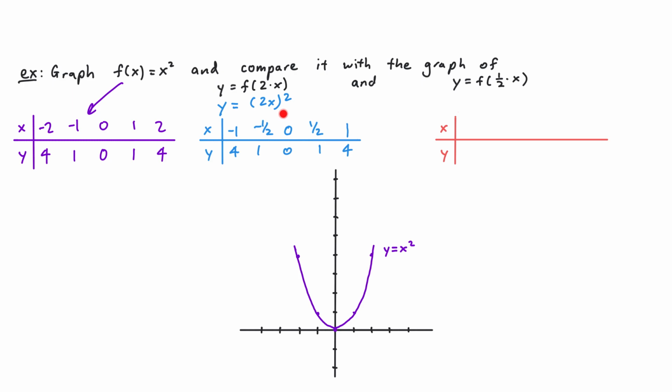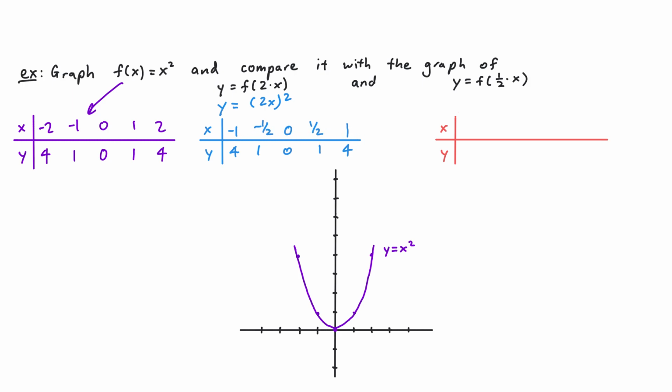So let's now compare our blue table of values with our original purple table of values. You might notice that all of the x coordinates were halved. Originally, the x values were -2, -1, 0, 1, and 2. But with our transformation, the x values are now -1, -1/2, 0, 1/2, and 1. So again, this multiplication by 2 in the input led to the x coordinates being halved.